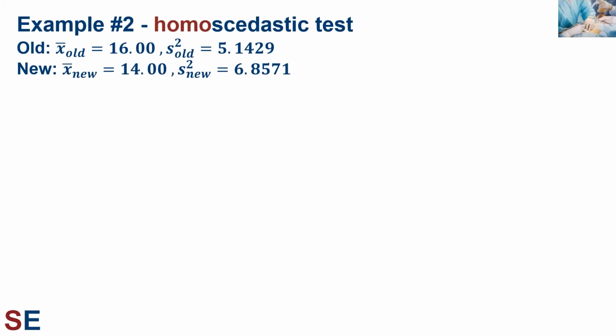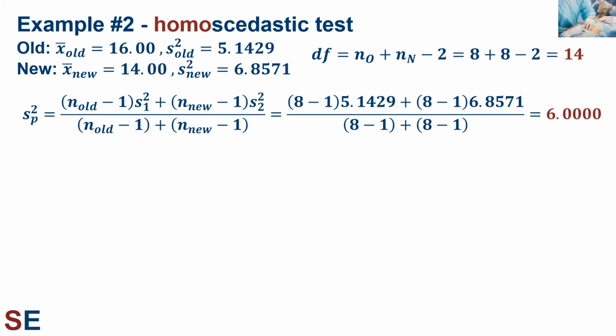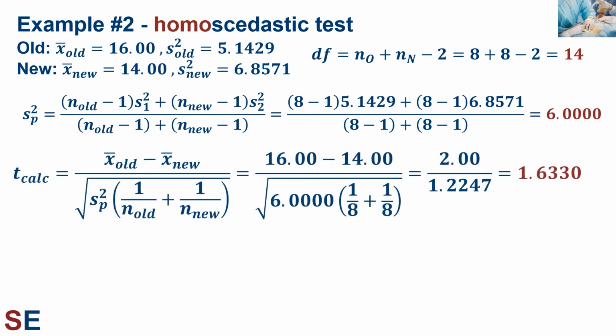This is our data. The degrees of freedom is the sum of the sample sizes minus 2, which is 8 plus 8 minus 2 equals 14. Next, the pooled variance using the equation shown. The variances of 5.1429 and 6.8571, weighted by the degrees of freedom and divided by the overall degrees of freedom, gives us a pooled variance of 6.000. Then we plug the pooled variance into the equation shown, along with the sample means and sample sizes, to get a final t-calculated value of 1.6330.